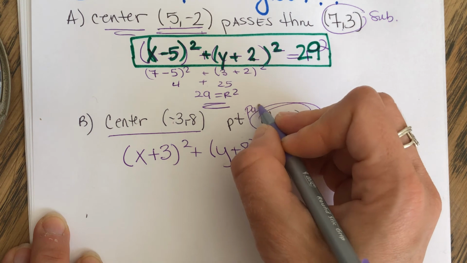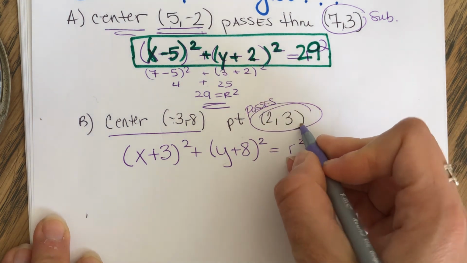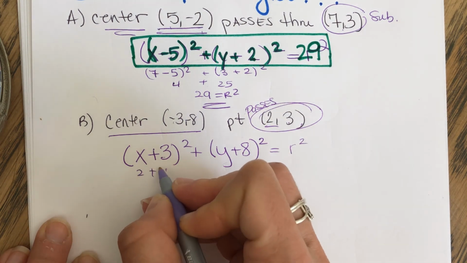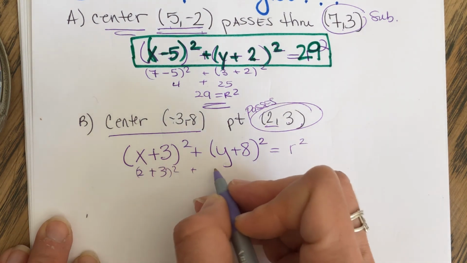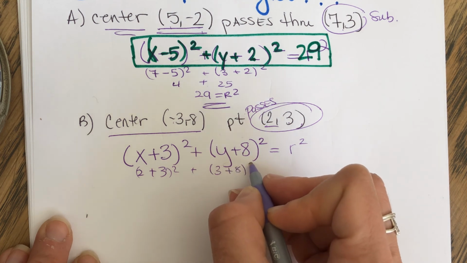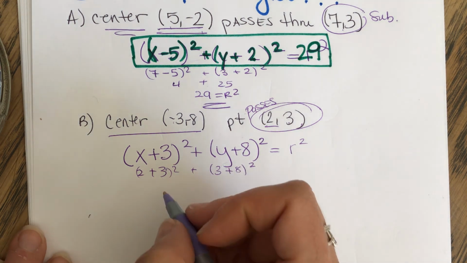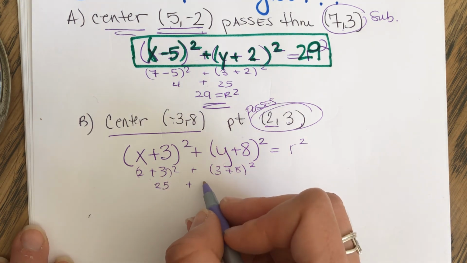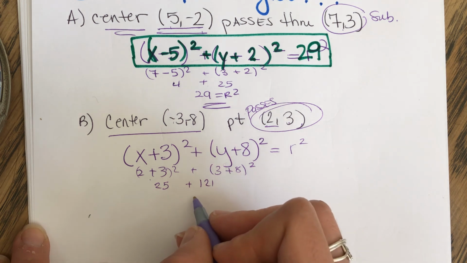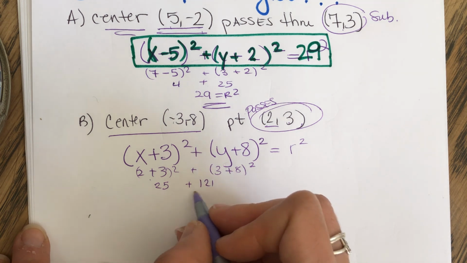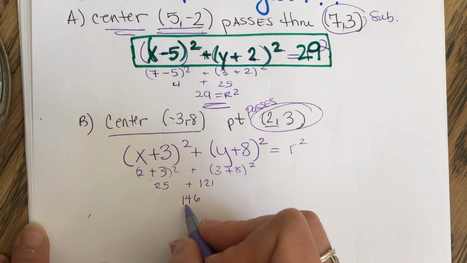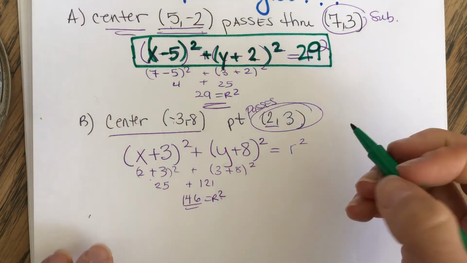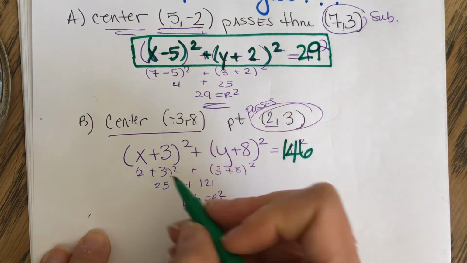This is the point you're passing through. You want to substitute that point into this equation. So we have 2 plus 3 squared plus 3 plus 8 squared. 2 plus 3 squared, 5, so 25, plus 3 plus 8 is 11. 11 squared is 121. So then we get 146. Again, r squared, stop there. Take r squared and you're just going to replace it and you're done.